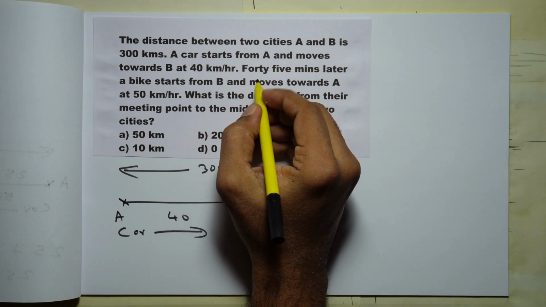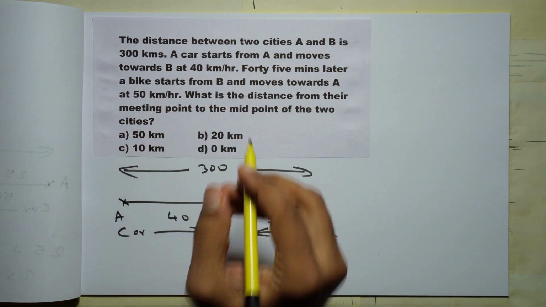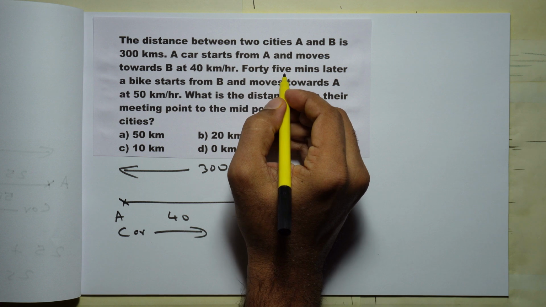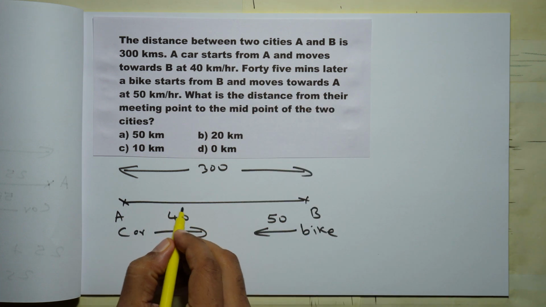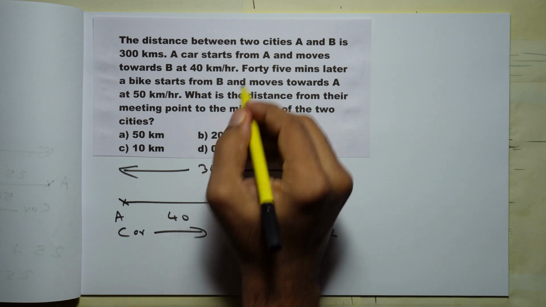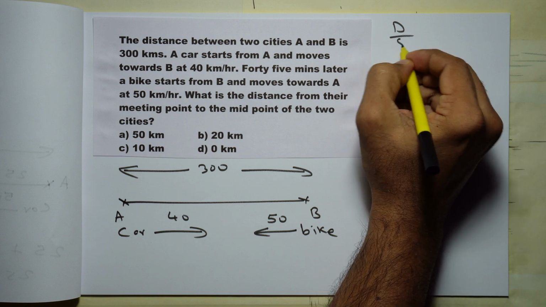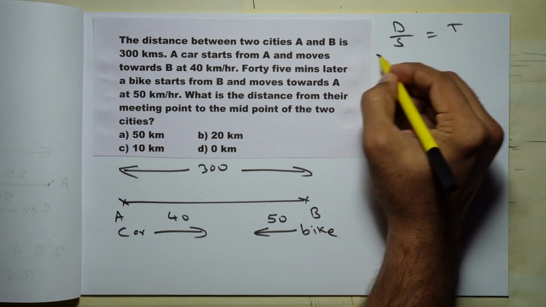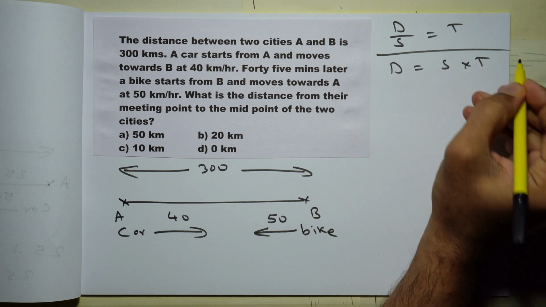Now here it is mentioned 45 minutes later a bike starts, which means that for the first 45 minutes only the car is moving. So first we'll calculate the distance traveled by the car in the first 45 minutes. Now the basic formula is distance by speed gives you time. This formula can be written as distance is equal to speed into time.